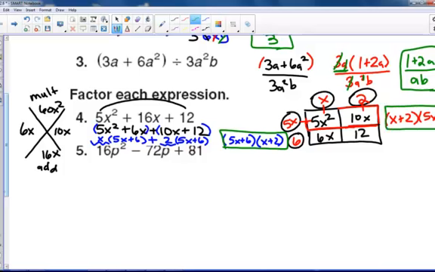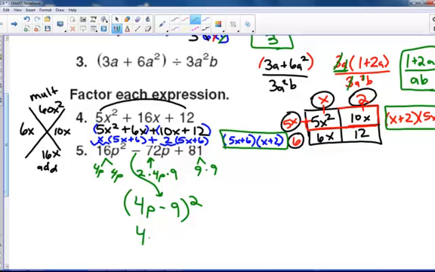Alright, the next problem, it looks like we have perfect squares going on here. This is 4p times 4p. This is 9 times 9. Is the middle term 2 times the first times the last? And it is. That means our answer is 4p minus 9 squared. I would probably write it out like this, and it's always a great idea to check by distributing.